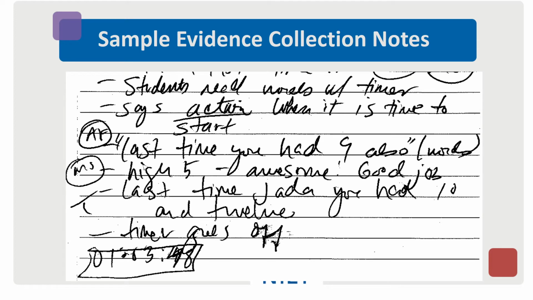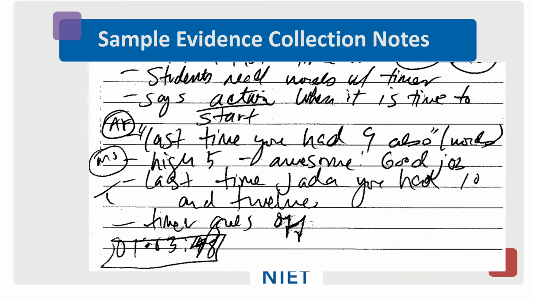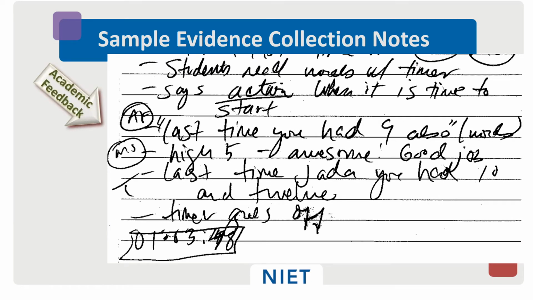Slides 85 and 86 show samples of scripting evidence. Point out to your participants that for this sample, the evaluator used T for teacher and S for student. This is strongly suggested as it reminds us that we should be capturing verbatim dialogue and evidence of teacher and student behaviors.